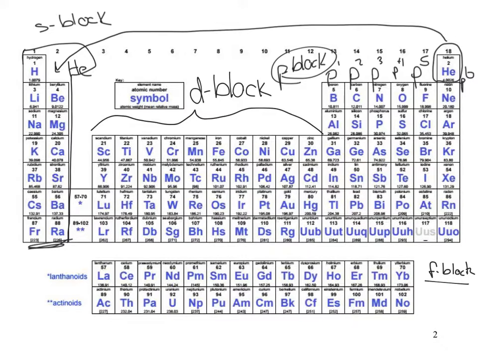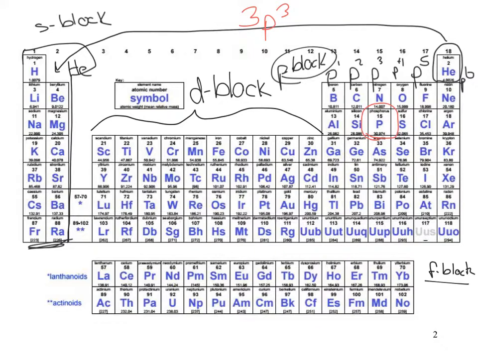All right, let's go back to that phosphorus electron configuration for a minute. So the phosphorus electron configuration ended in 3p3. All right, so phosphorus is right here. So let's take a look at where it is.